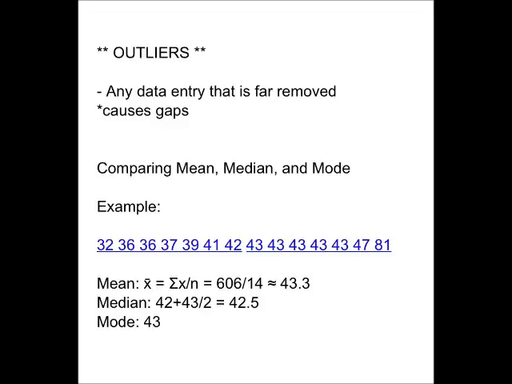We have the mean, once again represented by x bar equaling sigma of x over n. Once we total all the numbers in the set, we get 606 and the number of entries, 14. We divide 606 by 14 to give us approximately 43.3. The median, which is 42.5, is found by adding the two numbers in the middle, which would be 42 and 43, and dividing by 2. Once again, the mode here is 43, as 43 is shown in here 5 times.